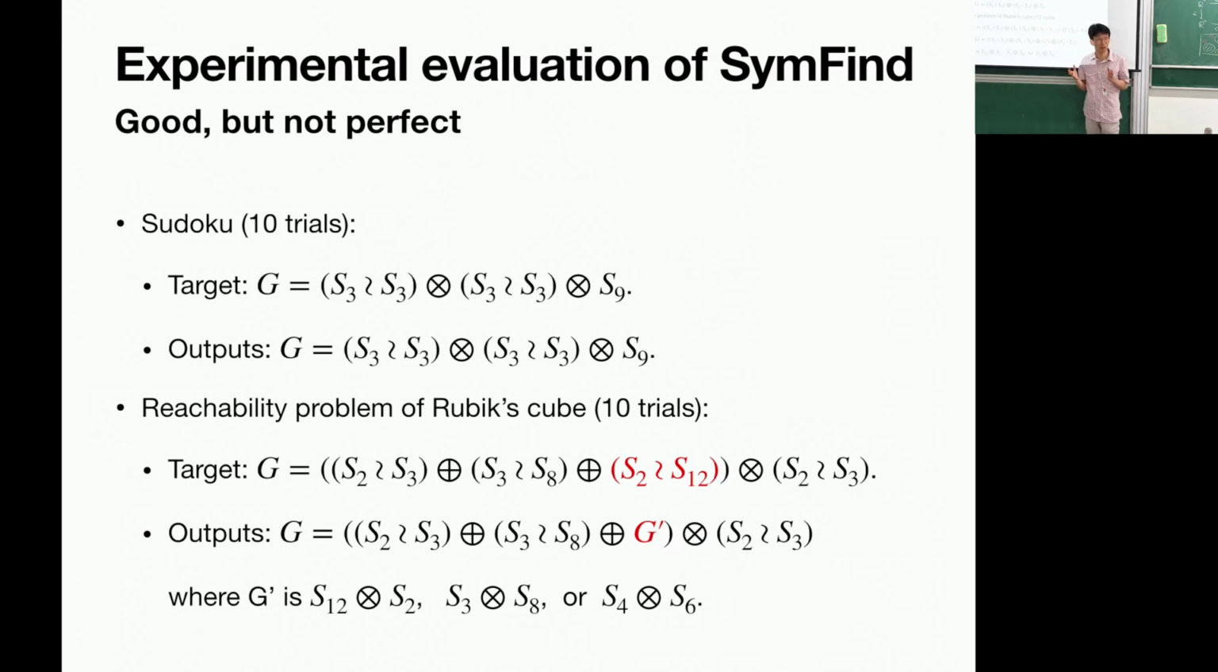So the symmetries may be easy, and during SymSATNet training this symmetry emerged. For Rubik's Cube, it's not so easy. The symmetry is more complex. The target symmetry looks like this. What's found is almost all of the other parts, except the part that's marked in red. For that part, the found symmetries are only approximate.